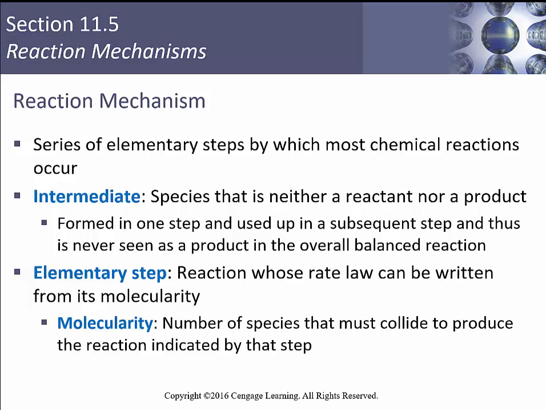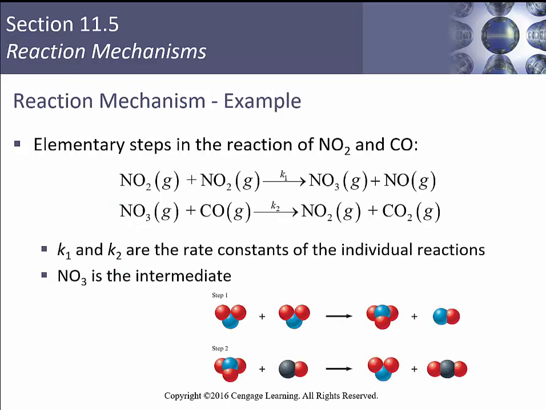You kind of had a hint of that when you were doing Hess's law, where you had some combined equations where the product of one thing is a reactant in the other, and so it gets used up. That would be some sort of intermediate. We're going to break these things down into elementary steps, a reaction whose rate law can be written from its molecularity. And what is its molecularity? It's the number of species that have to collide in order to produce the reaction indicated in a given step.